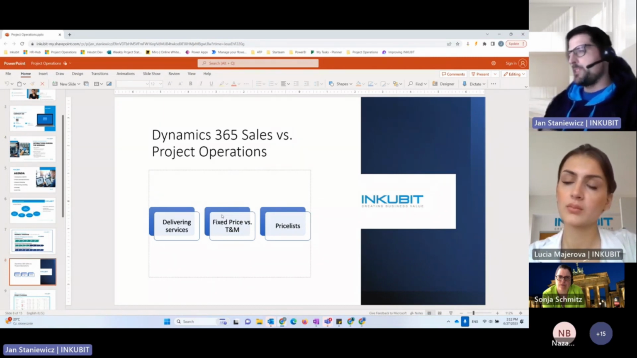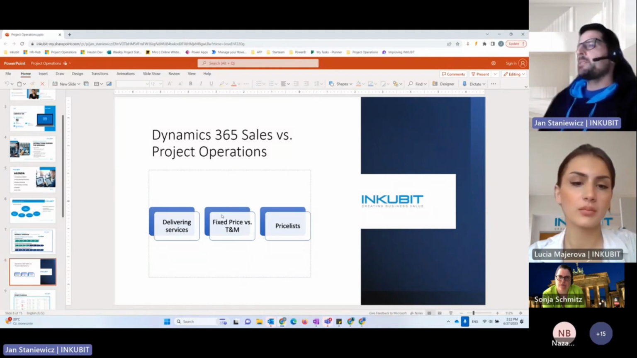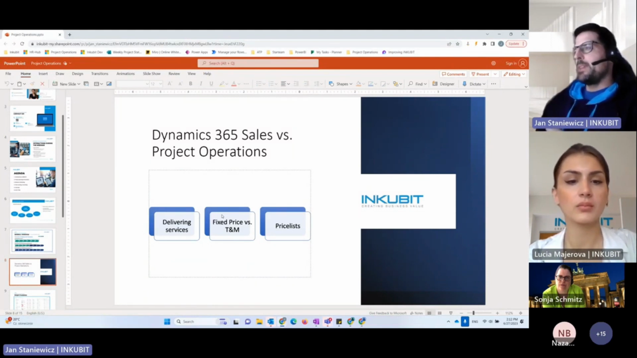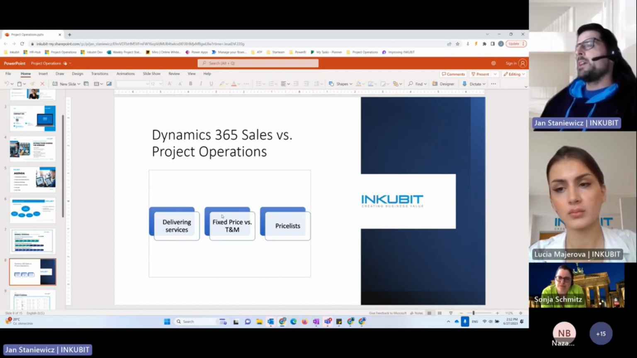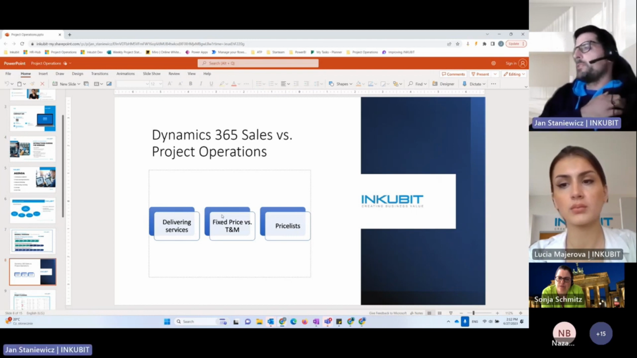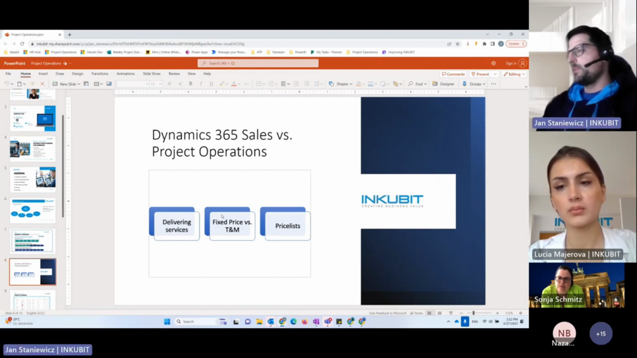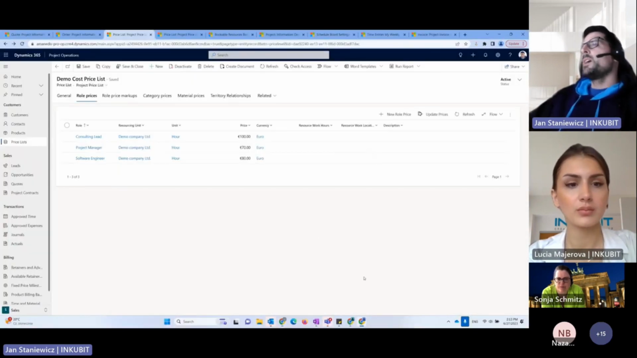There is probably some budget foreseen for a project, but we will be paid during the project, depending on how many hours we work. So we'll be tracking time, how much we are spending on the project, and we will be compensated accordingly by our customer. And here comes the first term that is a bit new compared to Dynamics Sales. These are price lists, and I will jump into the actual Project Operations for the first time.